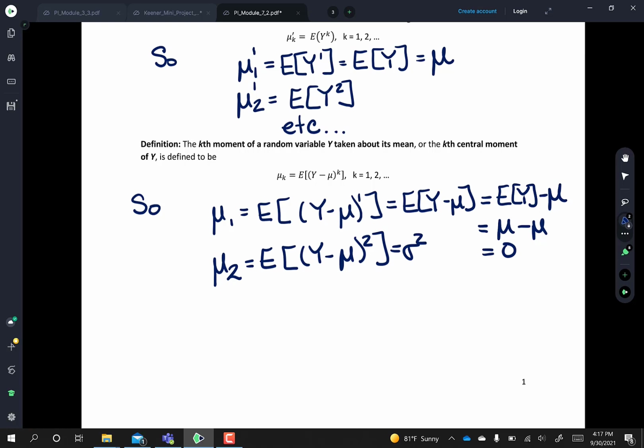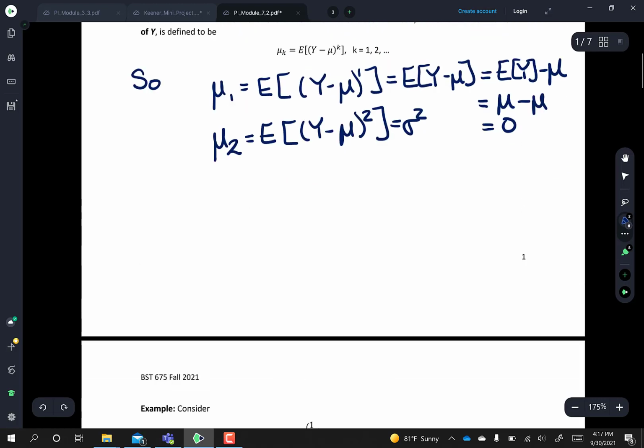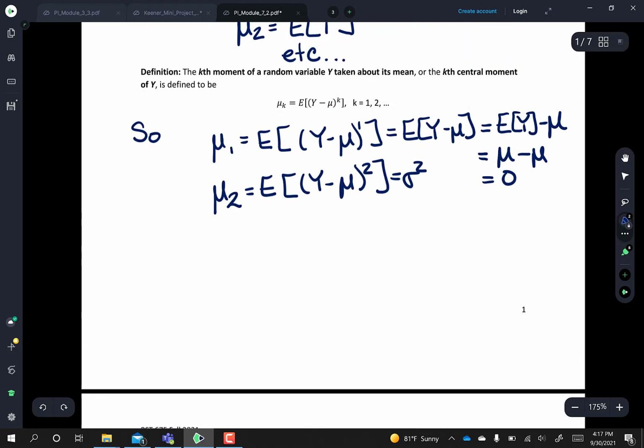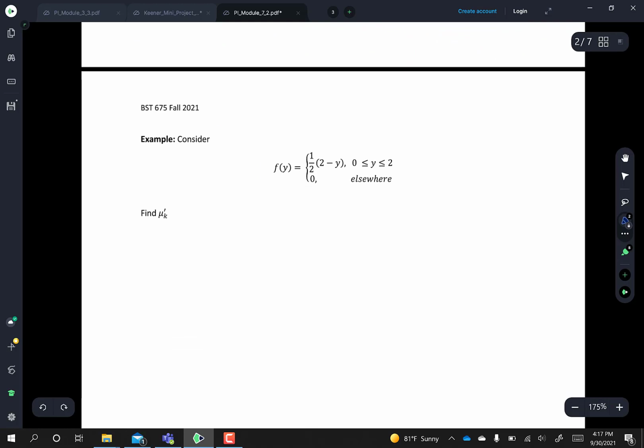Now there's no reason that we have to stop at 2. You can take k up as high as you want. And you may ask, why do we care about all these different moments when typically we only look at that first moment about the origin and that second central moment? The reason is that we can actually use these moments to help us define distributions. But before we do that, let's look at an example and practice finding some different moments.